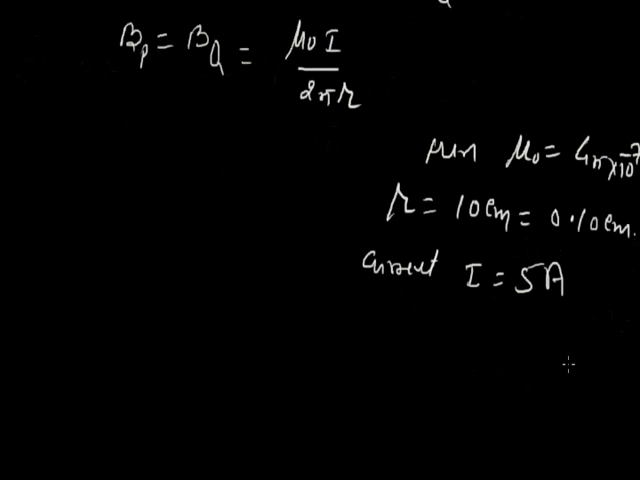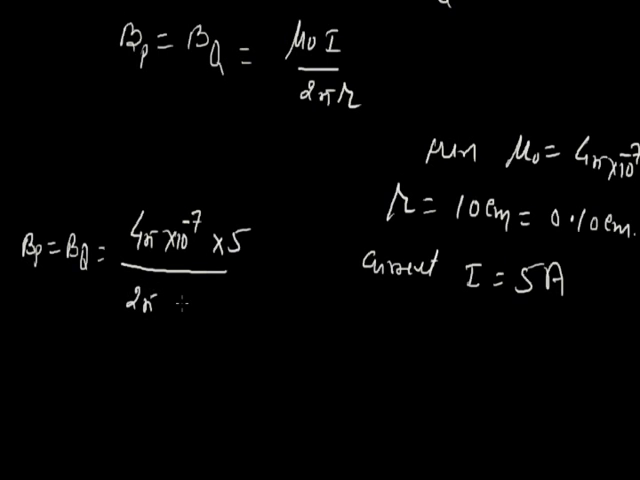On putting all these values, BP is equal to BQ, that's 4 pi into 10 raised to the power minus 7 into 5 divided by 2 pi into 0.1. Pi is cancelled, 2 times, means BP is equal to BQ, that's 10 raised to the power minus 5 Tesla.